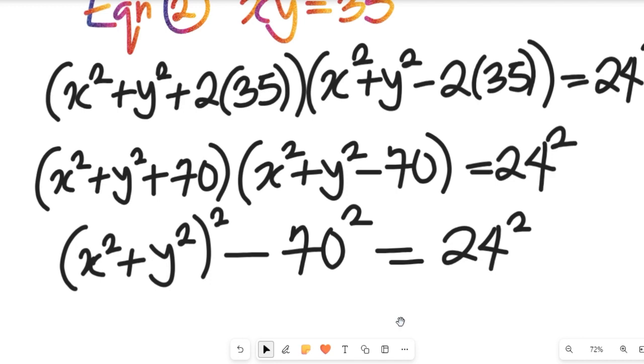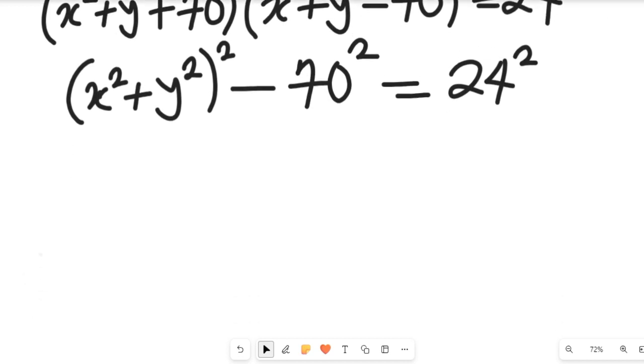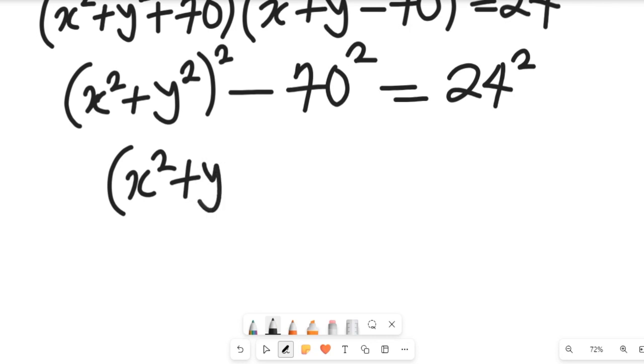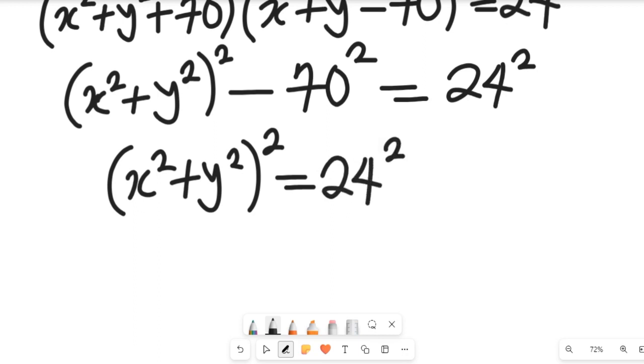So let's expand this. We are going to consider adding 70 squared to both sides. If we add 70 squared to both sides, we'll have x squared plus y squared all squared equal to 24 squared plus 70 squared. Remember, if you add 70 squared to the left-hand side, minus 70 squared plus 70 squared will give us 0.